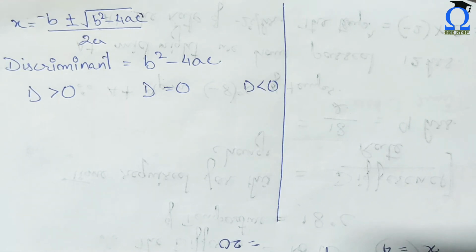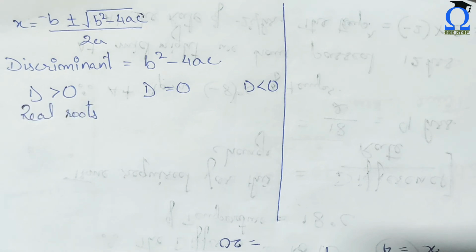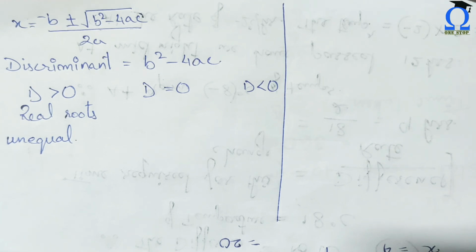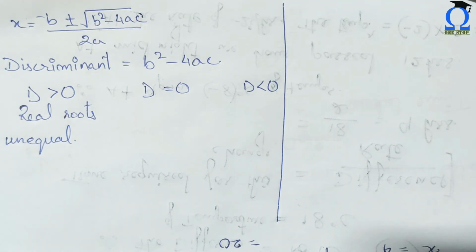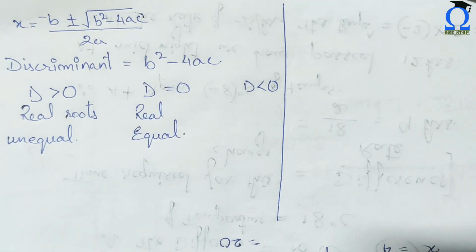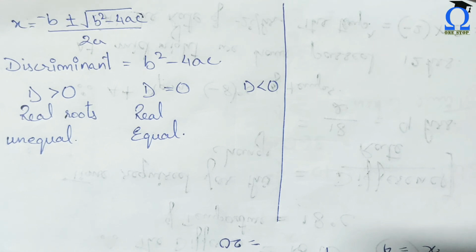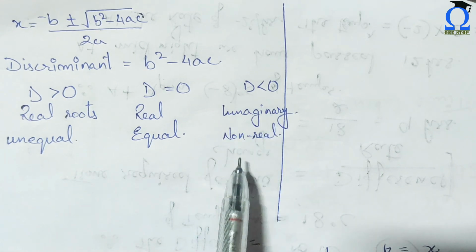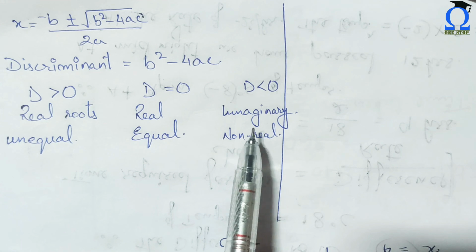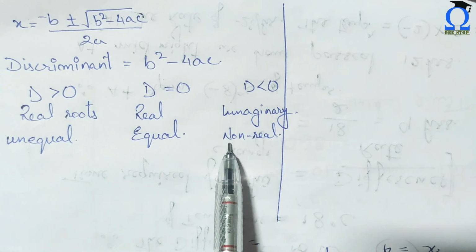Okay, so if D is greater than 0, we will have real roots and the roots will be unequal. Yes, if D is greater than 0, then we will have real and unequal roots. Understood? And if D is 0, we will have real and equal roots. Understood? If D is negative, then the roots will be imaginary or non-real.